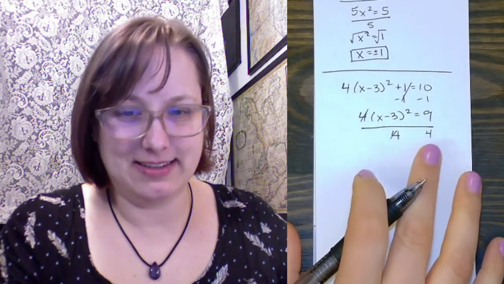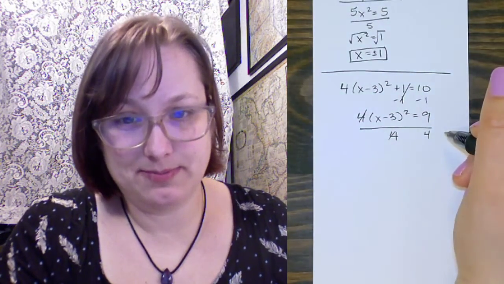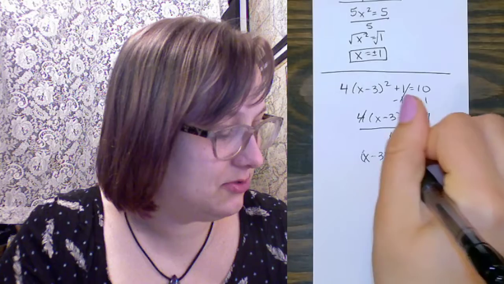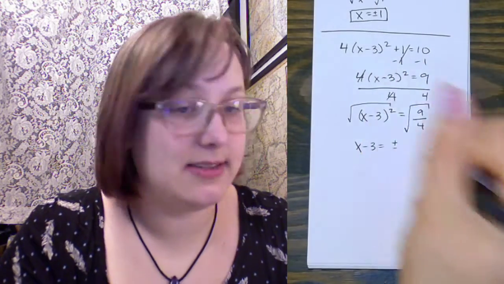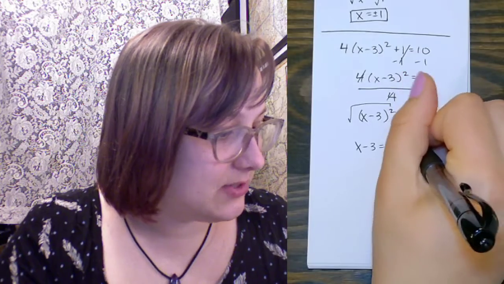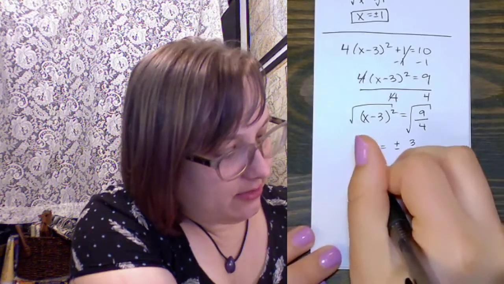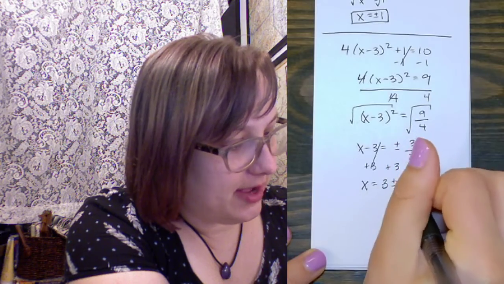We're not going to actually find this answer because 9 and 4 are both really nice square roots. So we're going to keep them separate and just square root both separately. So I have (x minus 3) squared equals 9 over 4. And then when I square root, I'm basically going to square root the 9 and square root the 4. So I have x minus 3 equals plus and minus. Again, whenever I square root, I get plus and minus. Square root of 9 is 3. Square root of 4 is 2. So I get that. And then I'm going to add the 3 to both sides. So I get x equals 3 plus and minus 3 halves.